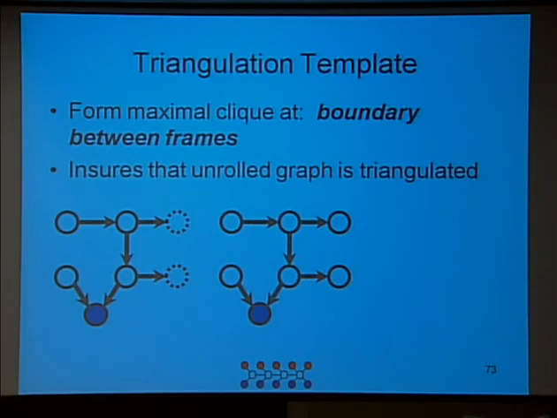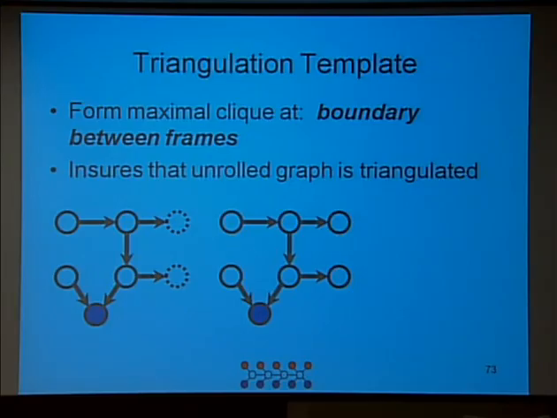So the first step in finding a triangulation template is you form a maximal clique, meaning you connect the variables together at the boundary between frames. What this is doing is it ensures that you have a point in which to connect your triangulation chunks so that the resulting graph is triangulated.